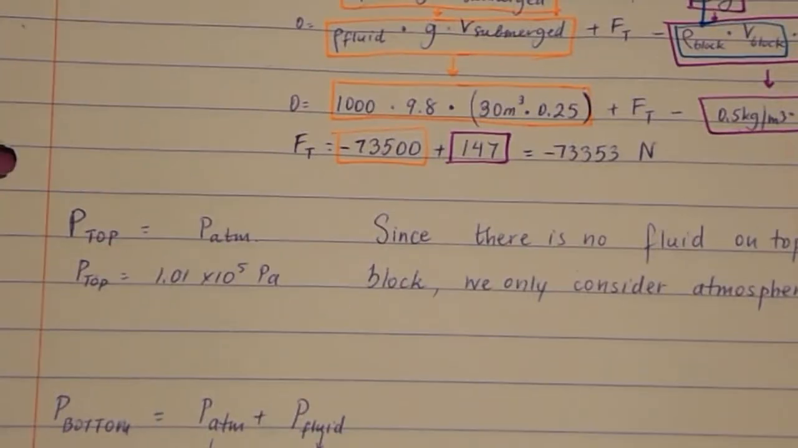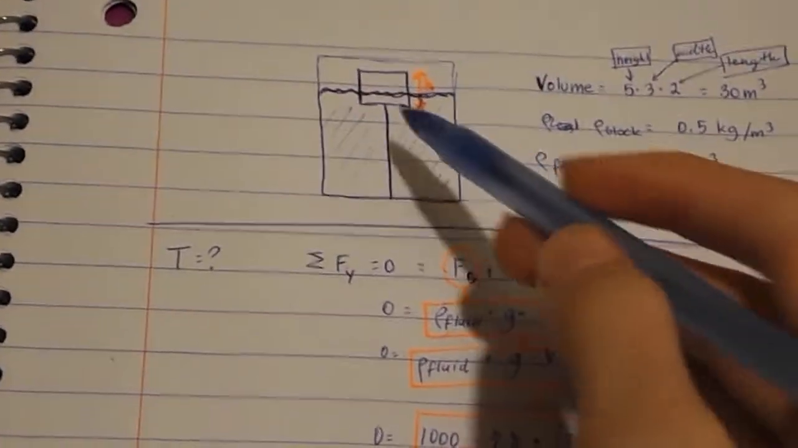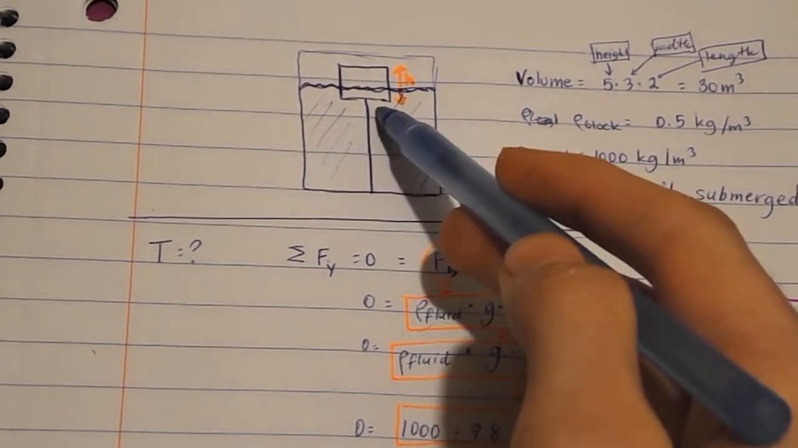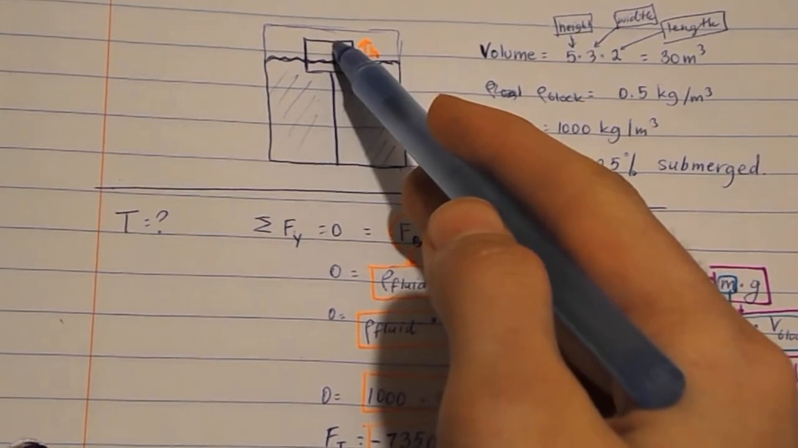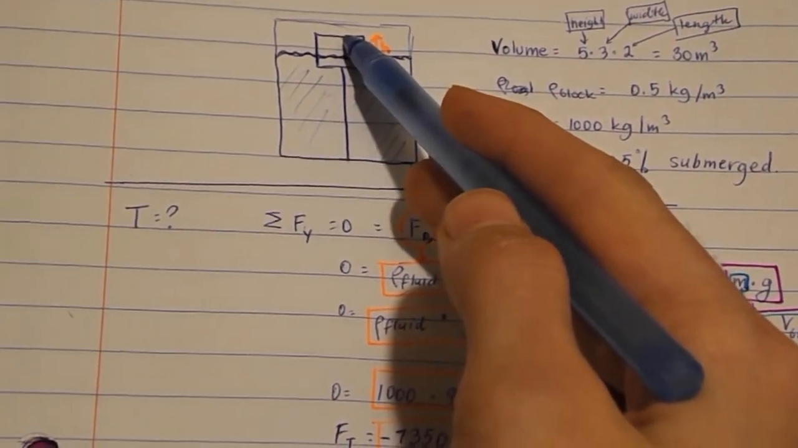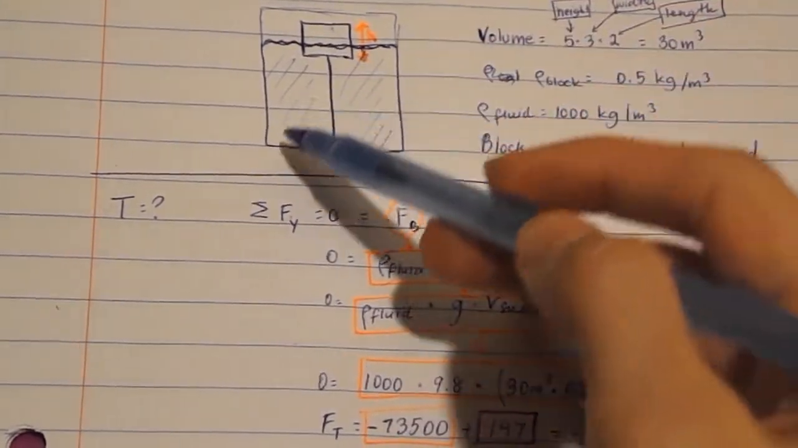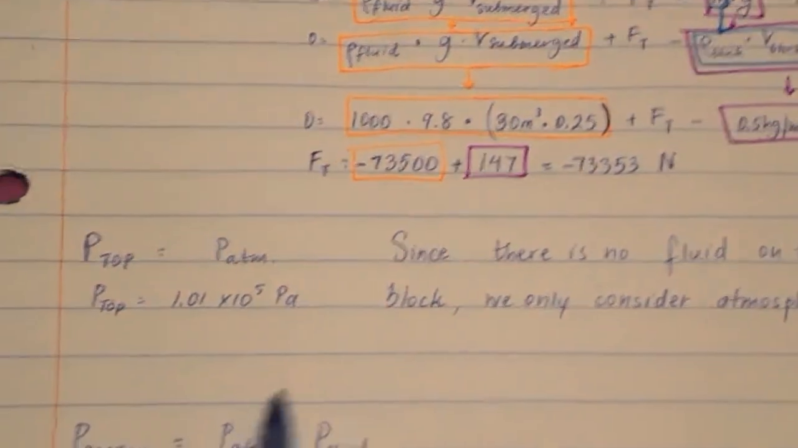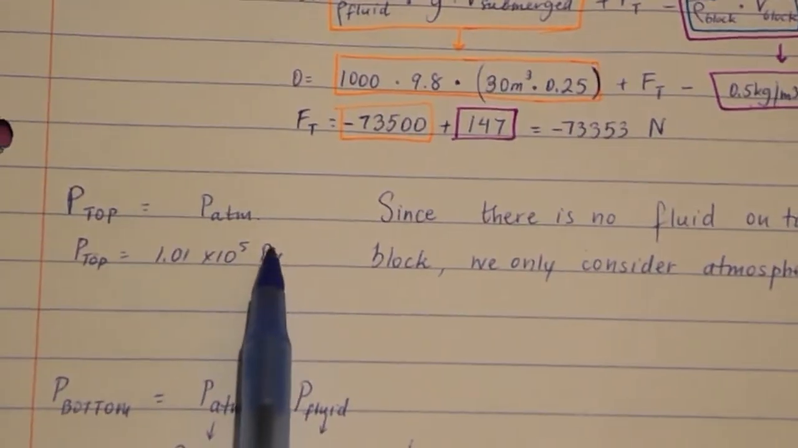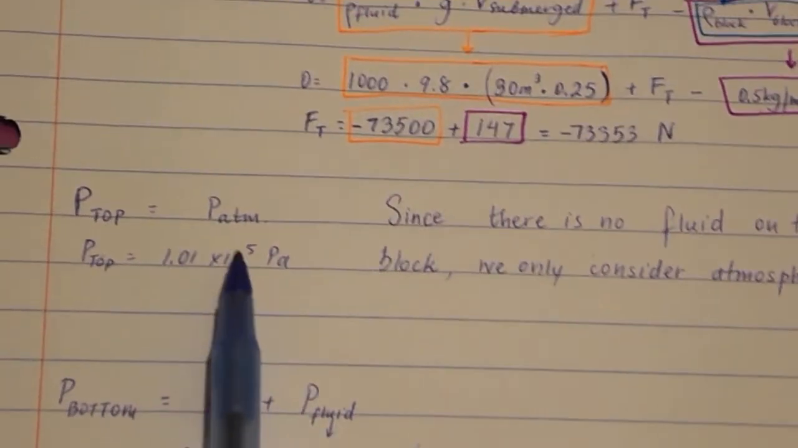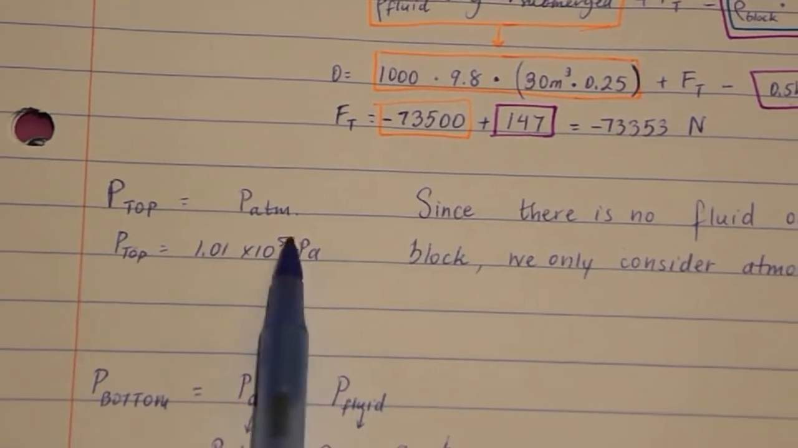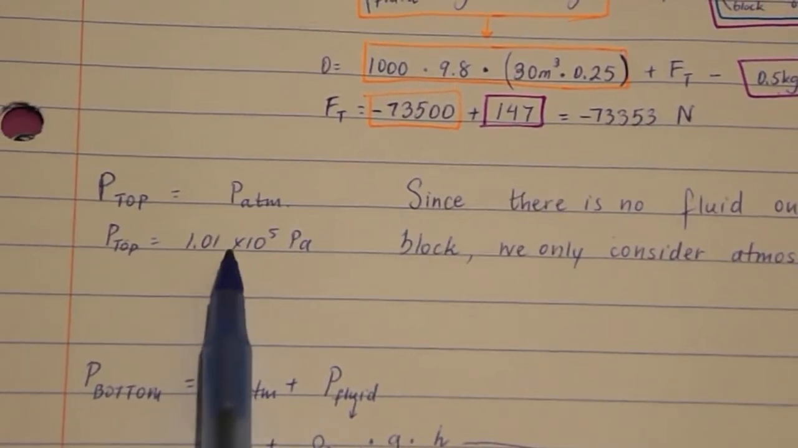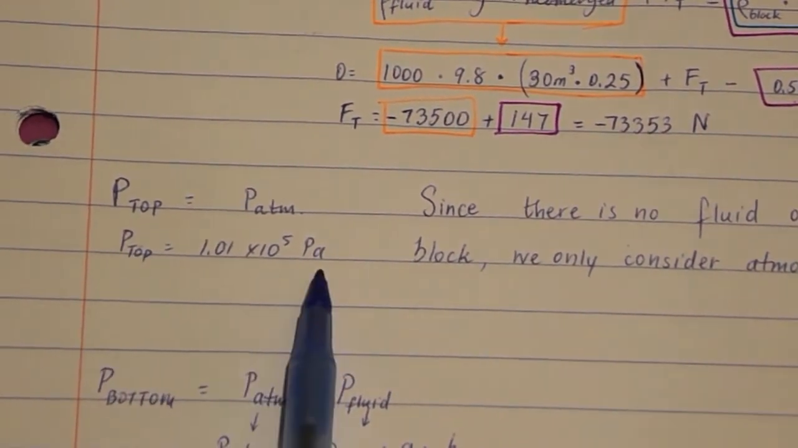So the next question is to find the pressure at the top of the block and at the bottom of the block here. At the top of the block, since there's no fluid, it has only atmospheric pressure, so the atmosphere is pushing on the block. We know the atmospheric pressure, it will be given, or you should probably remember this number. That doesn't change. So the pressure of the atmosphere is this. So the pressure at the top is this.